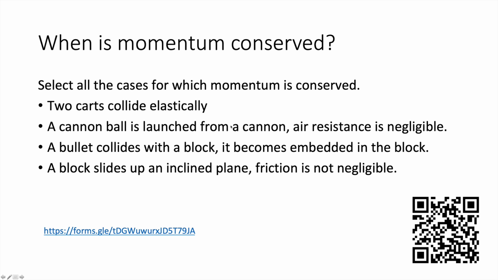A cannonball launched from a cannon. In this case, once it's been launched, gravity is acting upon it, which is changing its momentum, so momentum is not conserved. A bullet collides with a block and becomes embedded in the block. This is a collision where the external forces are negligible, so momentum is conserved in this case. A block slides up an inclined plane, friction is not negligible. So in this case, we have an external force, the friction, and the weight force acting upon the block, so the momentum is not conserved.